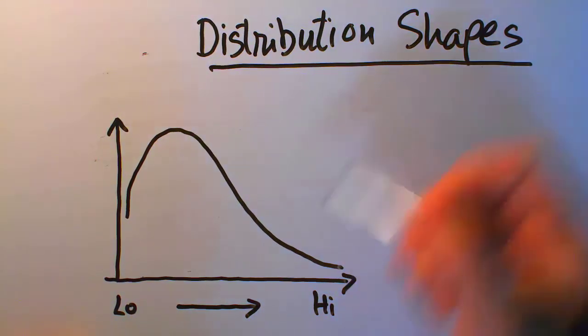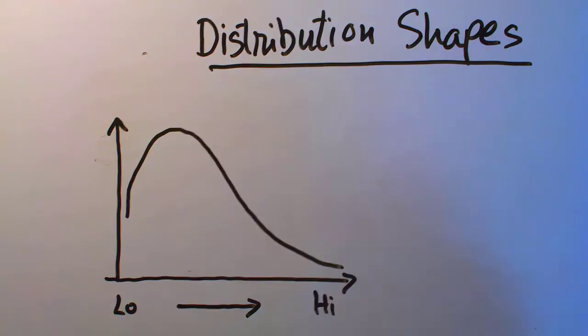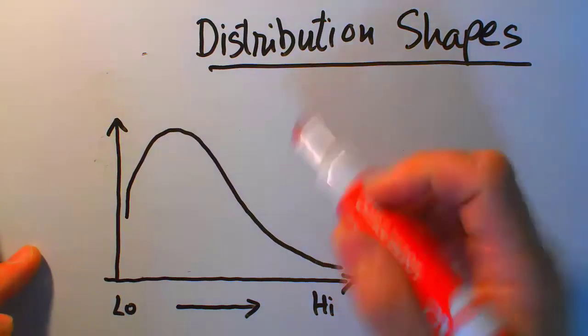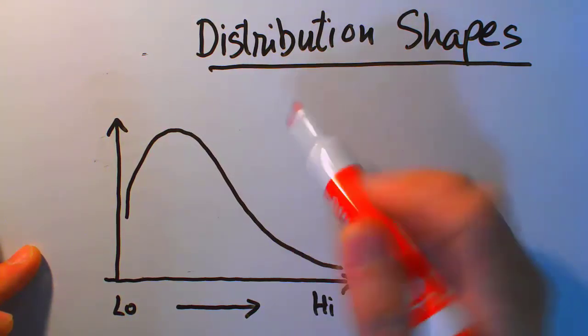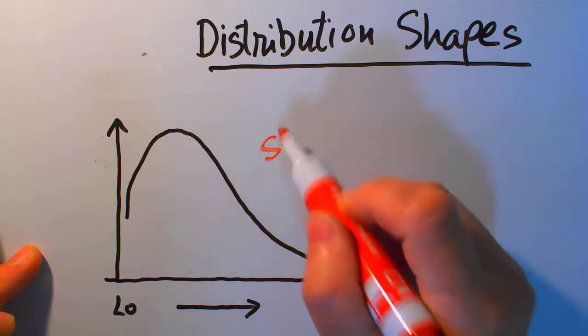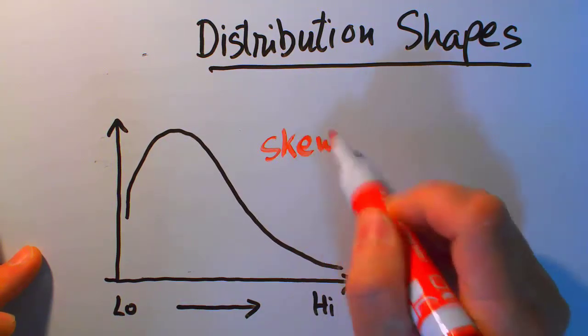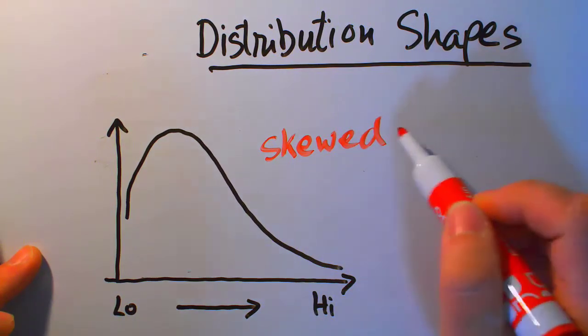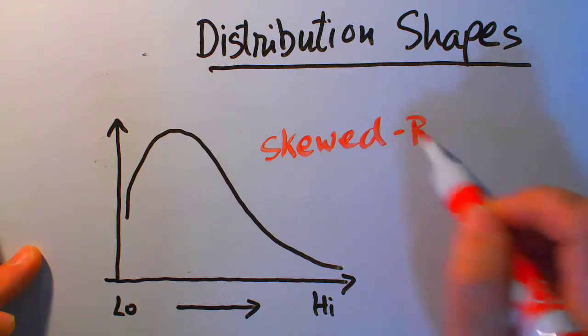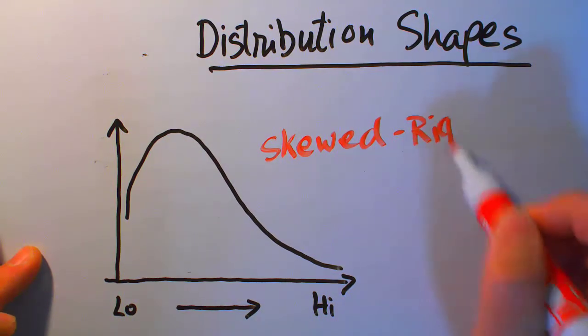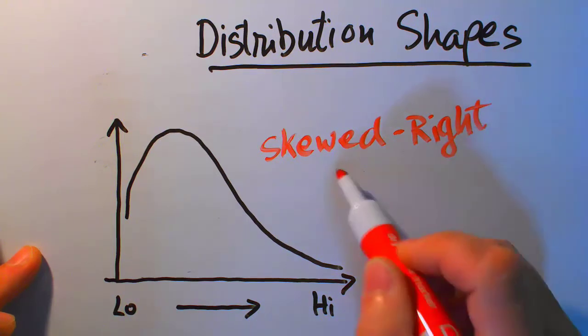And a distribution shape like this, we actually have a name for that. We refer to this as a skewed right distribution.